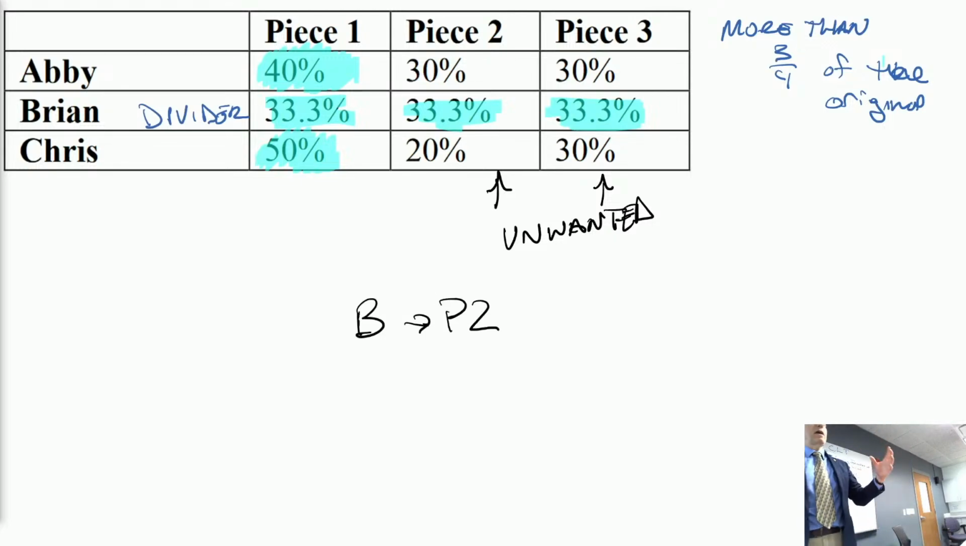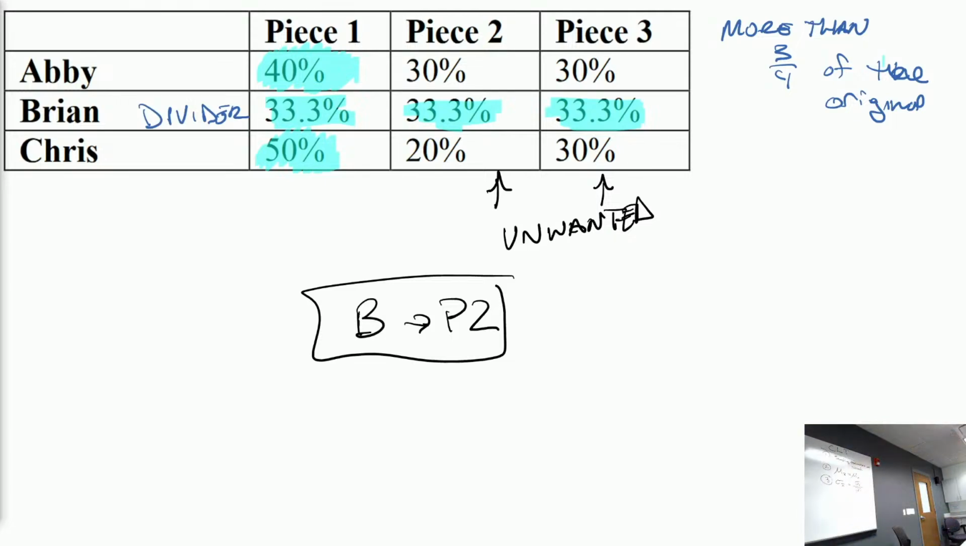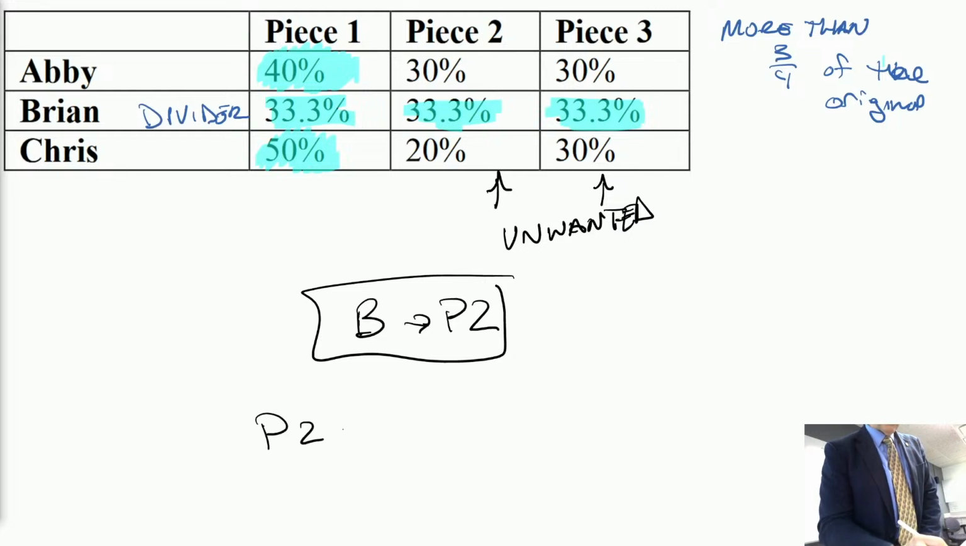And that means that we're going to take pieces 1 and 3 and just do the cut and choose method with them. So Abby and Chris are going to take pieces 2 and 3. And so notice what happens though. Brian gets piece 2. Brian thinks he's got 1/3 of 3/4 of the original. 1/3 times 3/4 is 1/4. So Brian is going to be happy. Abby and Chris are going to take piece 2 and piece 3 and put them together. And then they're going to have to do the cut and choose method with those.